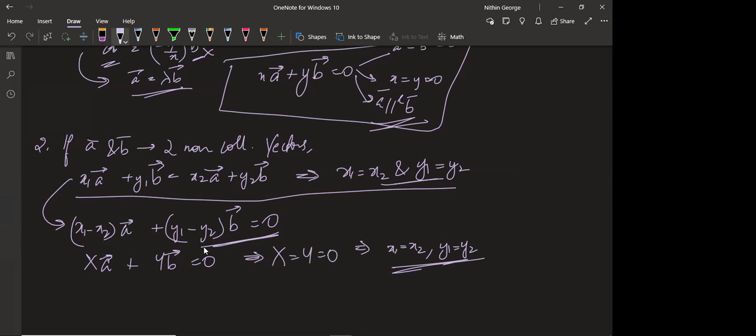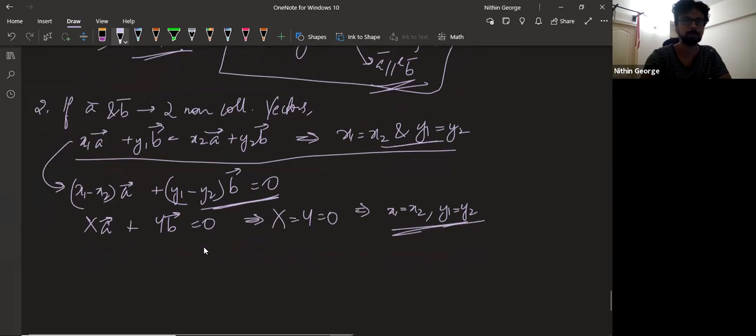Here it is x1 minus x2, so that becomes 0, meaning x1 equal to x2. Same for y1 minus y2.